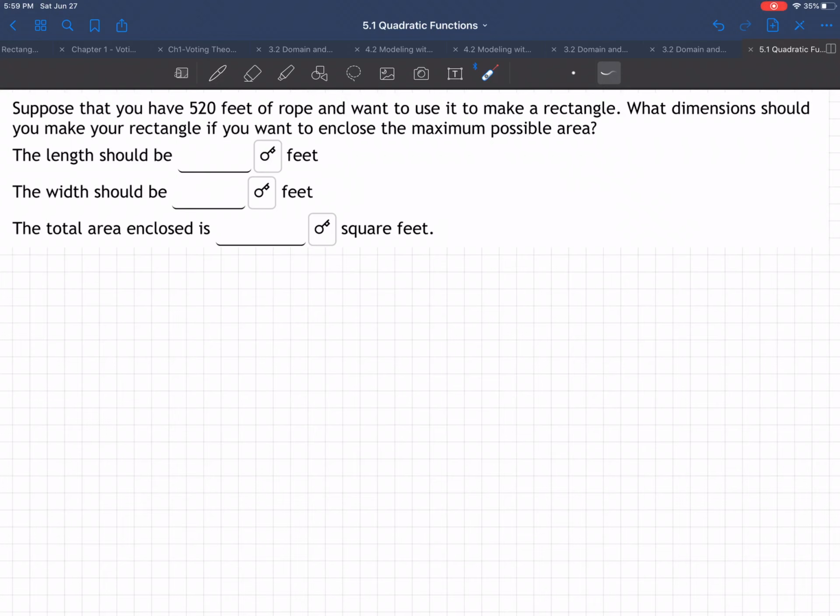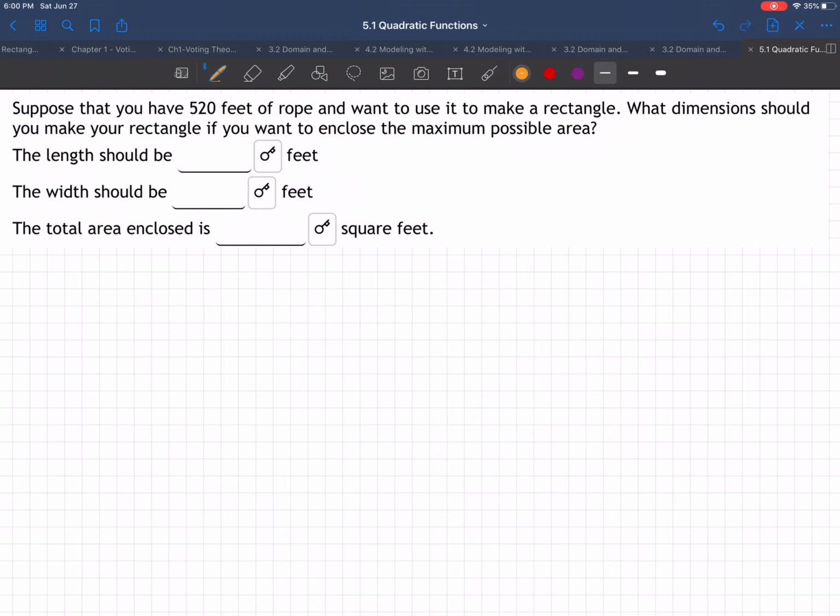Welcome to an example of making a rectangle of maximum area. Suppose that you have 520 feet of rope and want to use it to make a rectangle. What dimensions should you make your rectangle if you want to enclose maximum possible area?